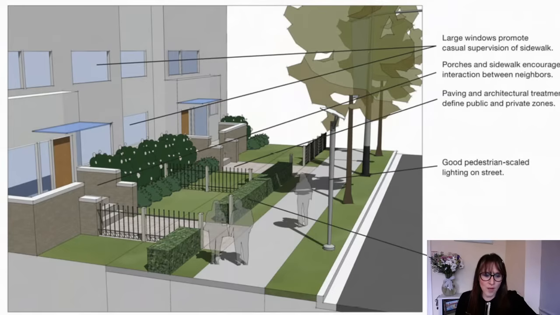You've got the low hedges, the low bushes, it's all gardened and cordoned off, it looks very well cared for, the grasses are cut, plenty of lighting, large windows, low set windows. Anything else on there? Large windows, porches, sidewalks that encourage interaction with neighbours, paving and architecture, public and private zones, good pedestrian scaled lighting, low landscaping and fences, so it gives property lines without creating hiding spaces.